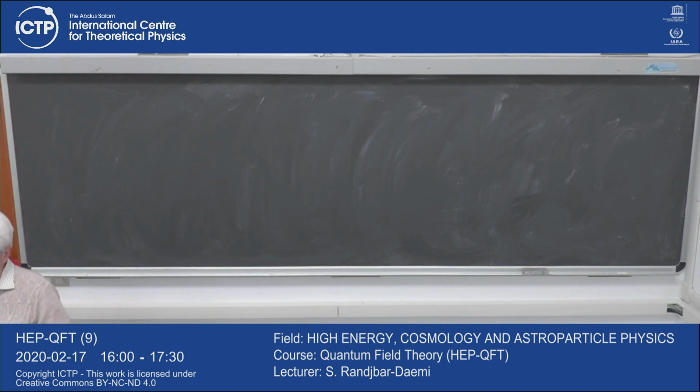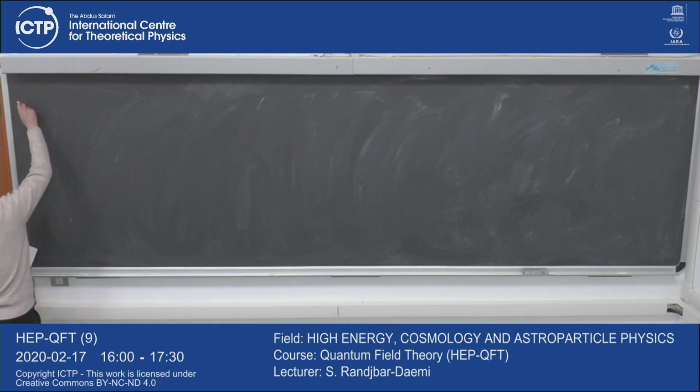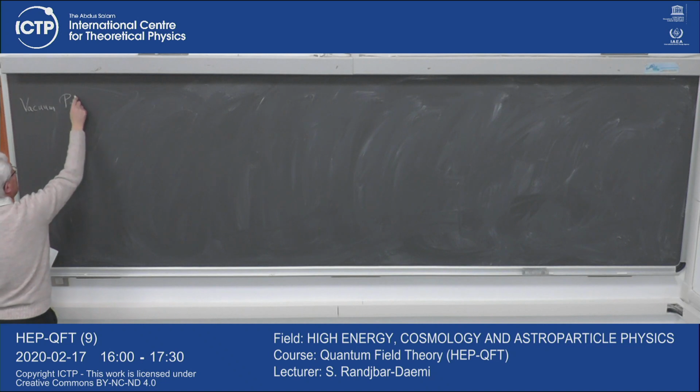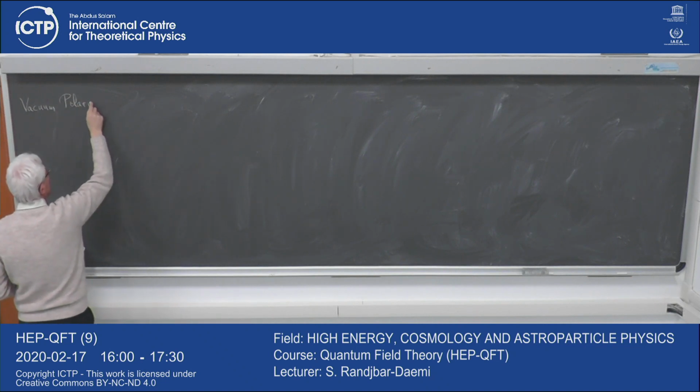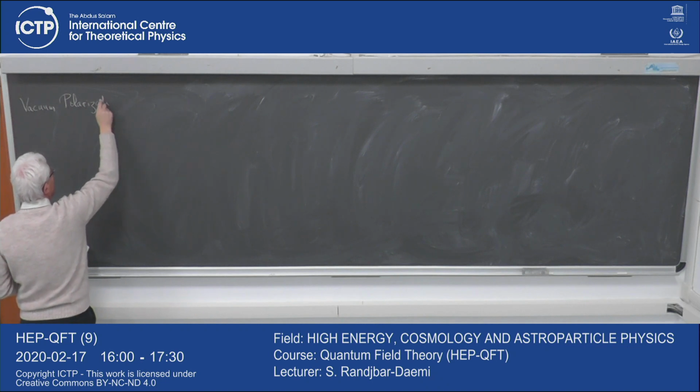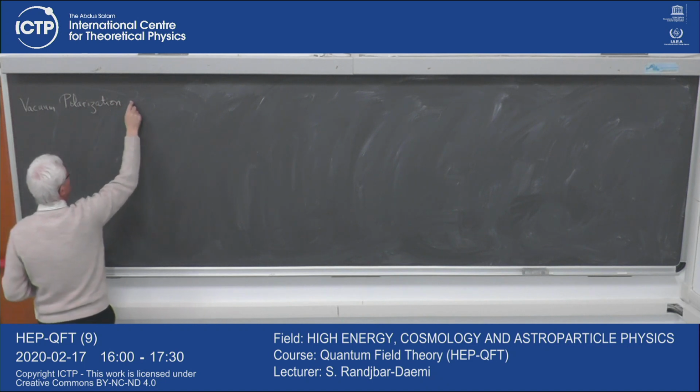The leading term will have two external A lines. So this is called vacuum polarization in QED.